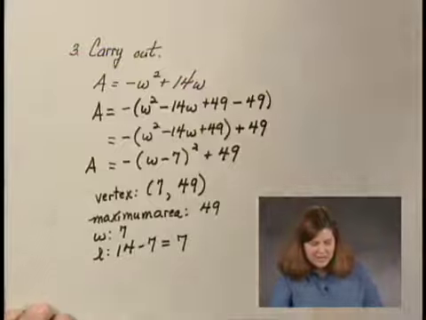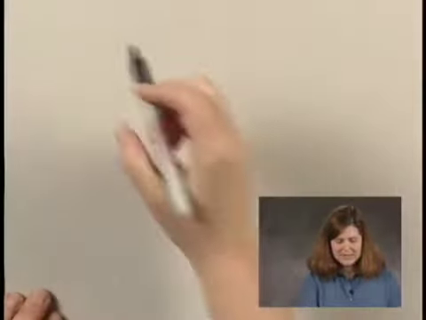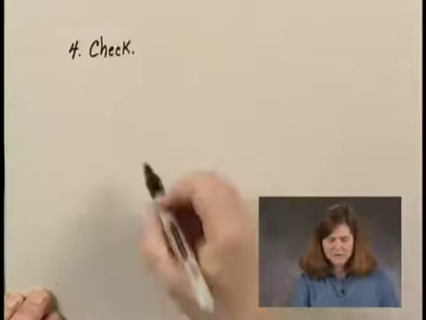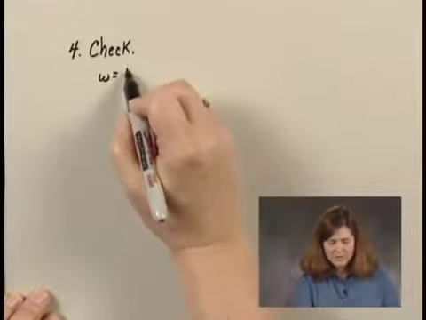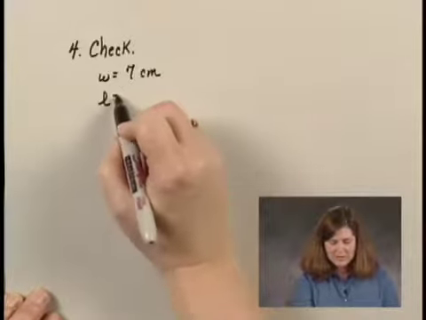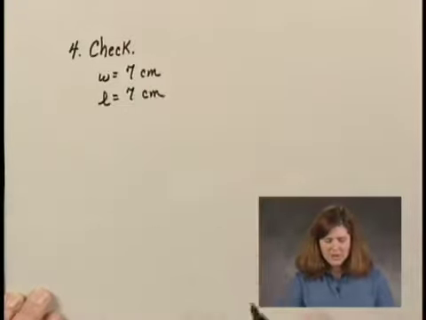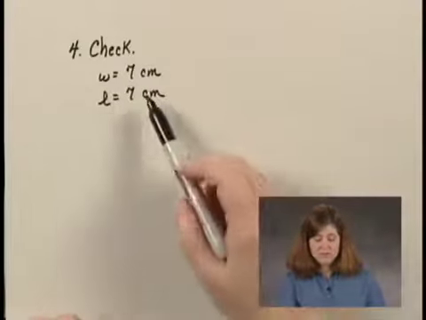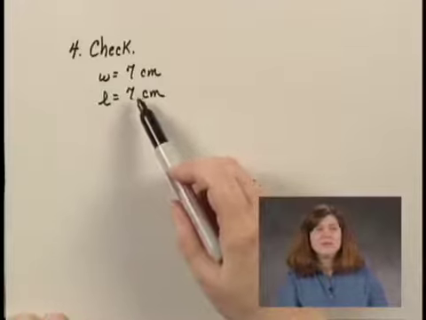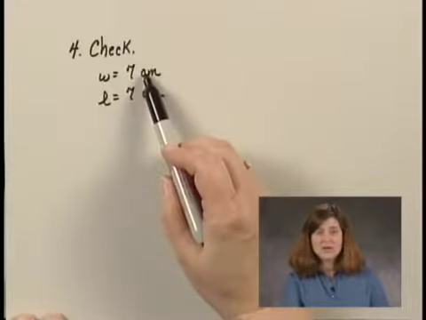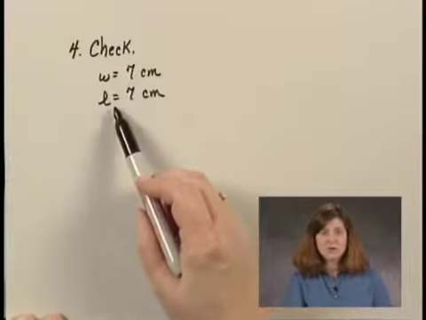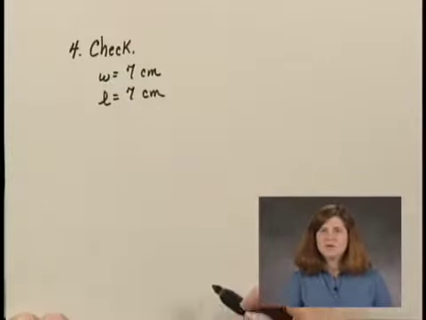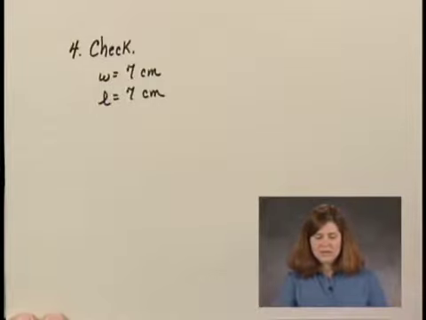When we get to the check step, this is a little harder to check. How do you check a maximum? Well, we have a width of 7 centimeters and a length of 7 centimeters. We could graph the equation and see if this is a maximum. We could try some other values, maybe something a little bigger than 7 for the width, which would make the length a little smaller. And if we tried several other values, we would see that we would not get an area any bigger than 49 square centimeters.